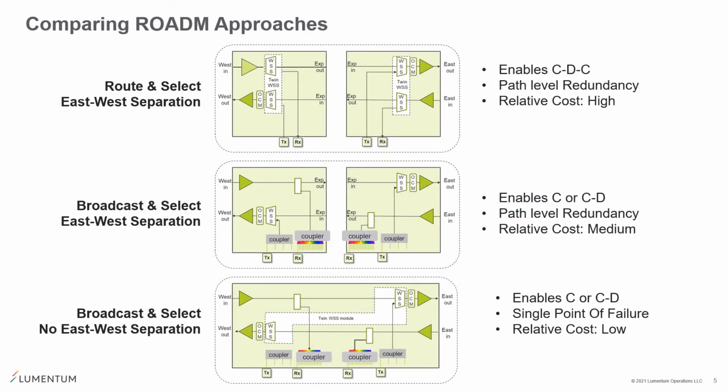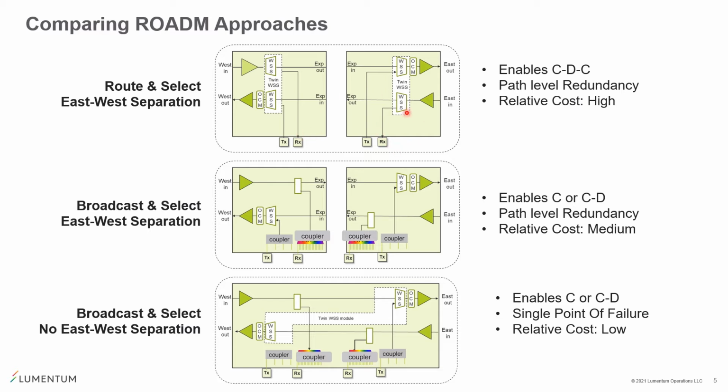In the previous slide, we talked about broadcast and select and route and select type ROADM architectures. So let's take a look in more detail at what these different ROADM approaches are. In a route and select type of application space, you typically would deploy a twin WSS per degree, and you'll have a WSS for both the MUX and the DMUX side.